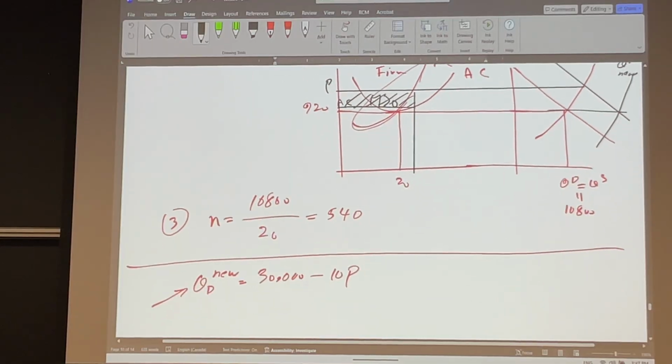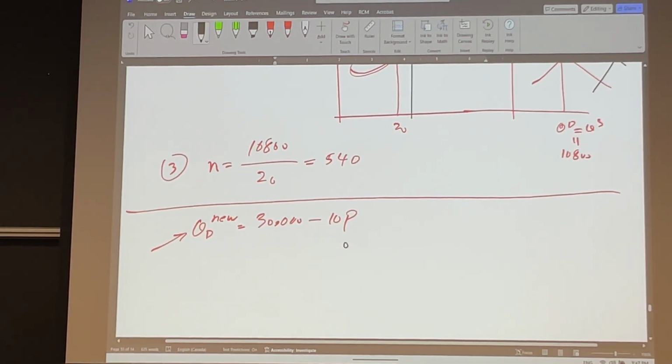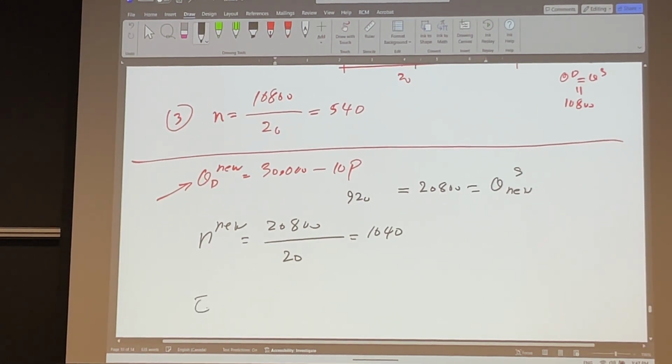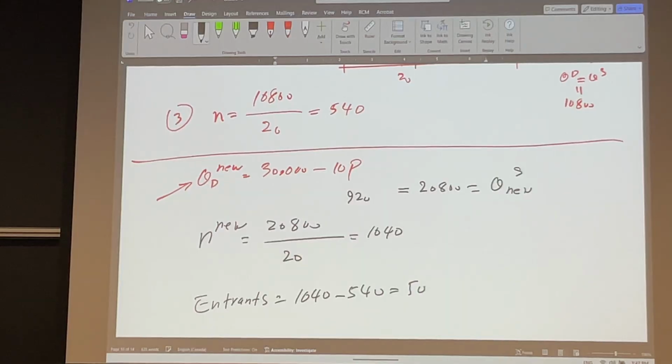So if the demand is this one, at the shutdown price, the amount demanded will be 20,800, which should be equal to the new supply. That will give us the new number of firms, which should be 20,800 divided by 20, that is 1,040, I guess. Fine. So the number of entrants becomes the new number of firms minus what you had before, that is the number of firms that will join in.